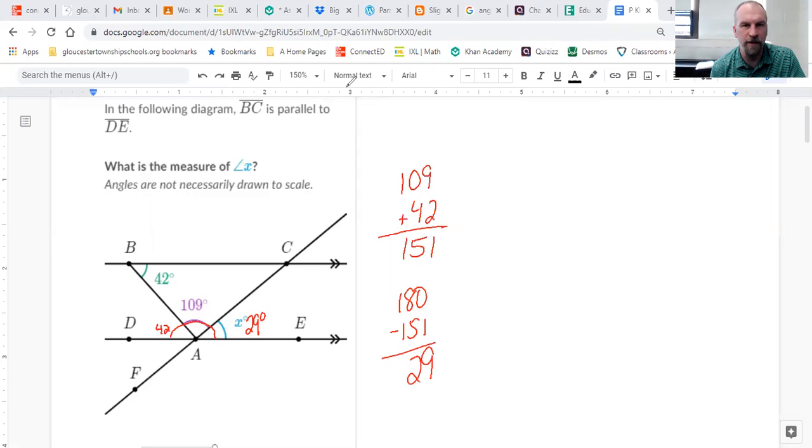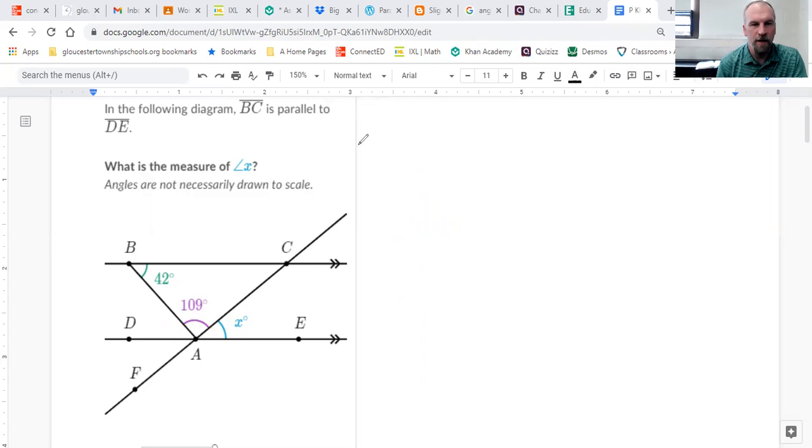Option B: I'm going to erase all that. Remember, we got 29 degrees. I'm going to change my color here and do it again. Option B is I see that angle X is alternate interior to this angle up here, which means they'll be congruent. They'll be equal to each other, with FC being the transversal.